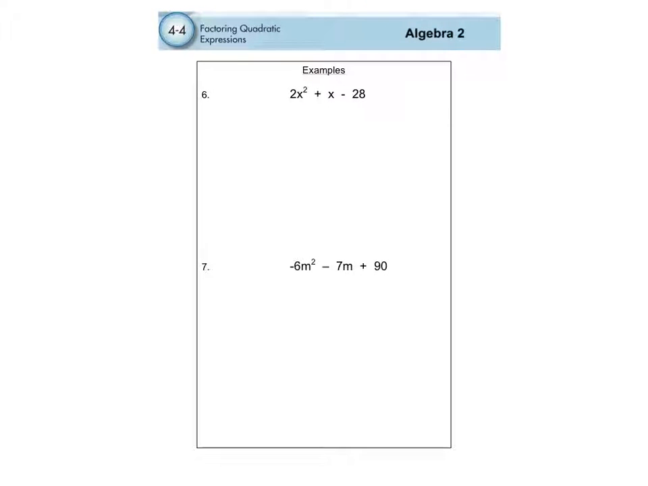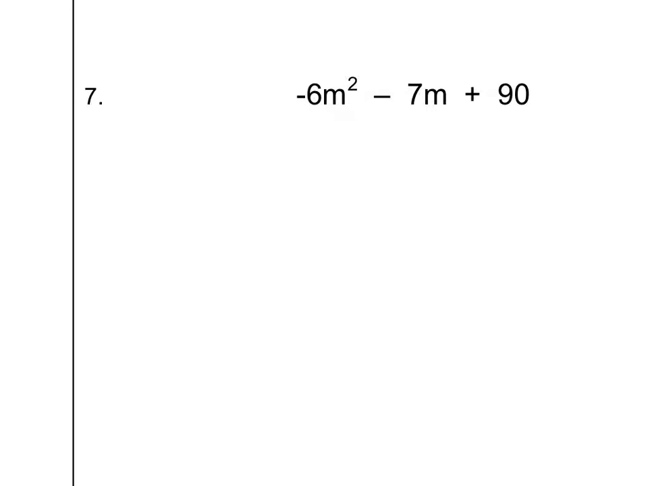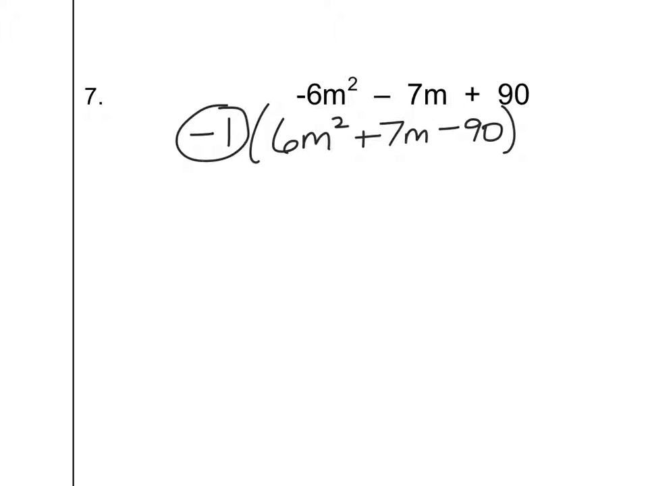Okay, I want to go through one more example, and that's example number 7 here. The reason I'm going through this one is because it has a negative first. And if you remember, we can't have an A value that's got a negative in front of it, so I've got to take out a -1. By taking out a -1, it's going to make the 6m squared go from negative to positive. It's going to make the 7m go from negative to positive. And it's going to make the 90 go from positive to negative. And then I circle this guy and draw my arrow to the end.